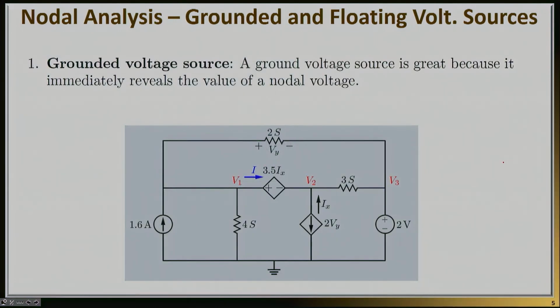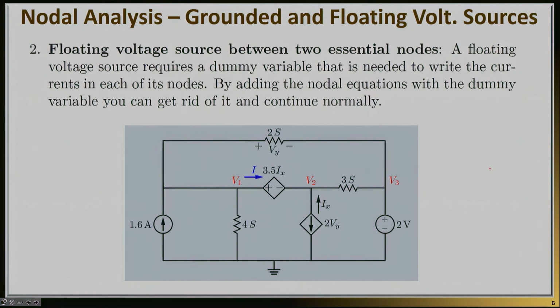The first thing that we learned is that whenever you have a grounded voltage source, you know the node that is tied to this source. In this case, this was tied to the node V3, and therefore we knew what V3 is, 2 volts. The second thing that we learned is that when you have a floating voltage source between two essential nodes, in this case V1 and V2, you must introduce a dummy variable to express the amount of current that flows into that source. This is important because really you don't know this current. There is no equation for you to think about here.